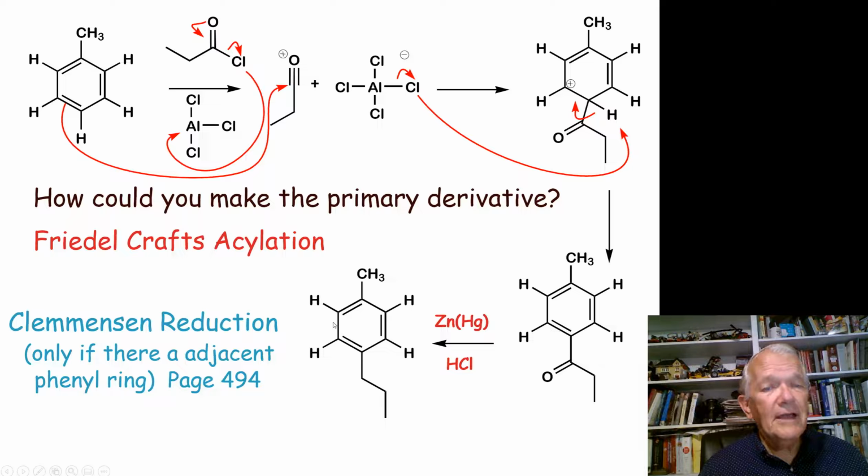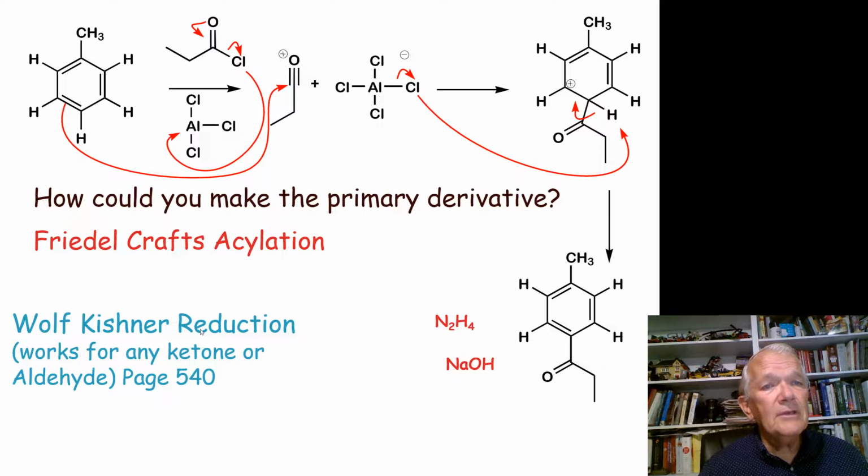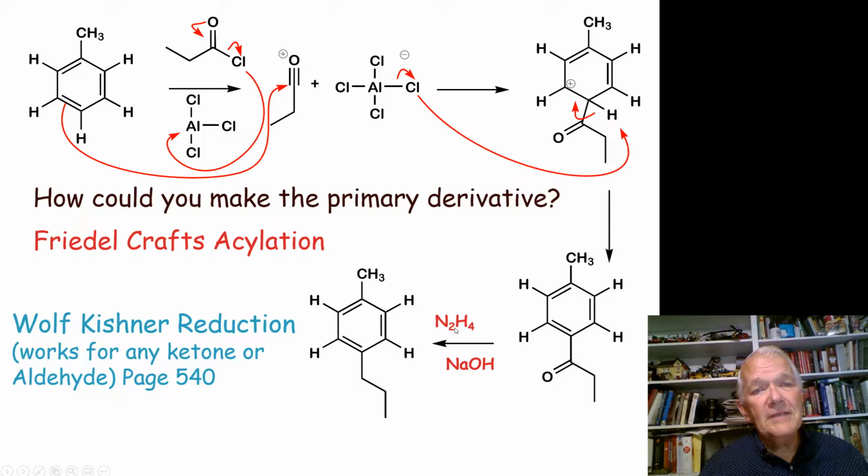This will reduce the oxygen down. This is an electron transfer reaction. It's fairly complicated. It's discussed in the textbook, page 494. There's another method as well, which is called the Wolff-Kishner reduction. This is a fun mechanism. You might want to look it up because it ends up producing dinitrogen, and it also works.